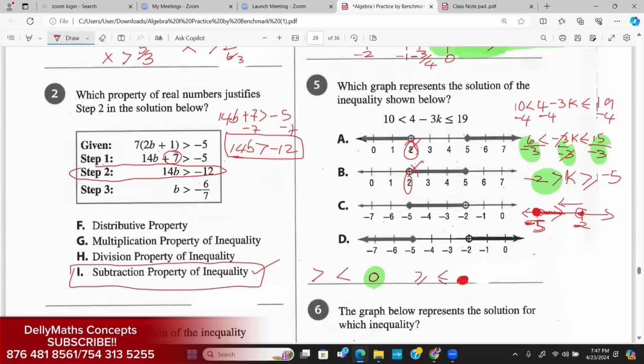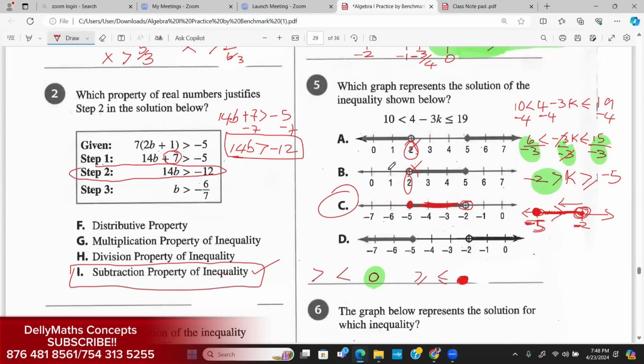Remember, though, that this cannot be shaded, so it's going to be open at 2. So I'm looking for an open at 2 and a close at 5, and my response is between them. That is C. Take a look. Close at -5, open at 2, and this is between them. So we are actually less than 2, but greater than or equal to -5. And that's the solution there.